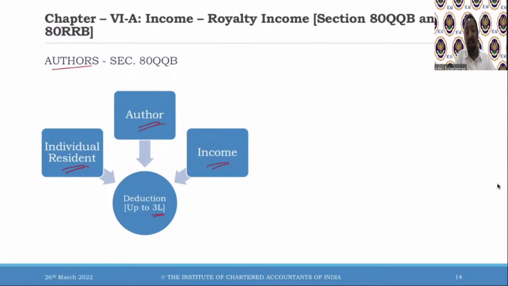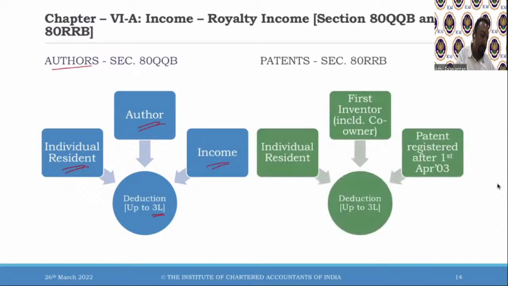Whereas 80RRB is for royalty, for patents. If it is a patent, it is a kind of royalty, right? You register a patent, you get money for what you have registered. That is called royalty. So royalty comes under 80RRB, R for royalty. Here also it must be an individual resident. The patent must be registered after 1st April 2003. He can either be the first inventor or co-owner.